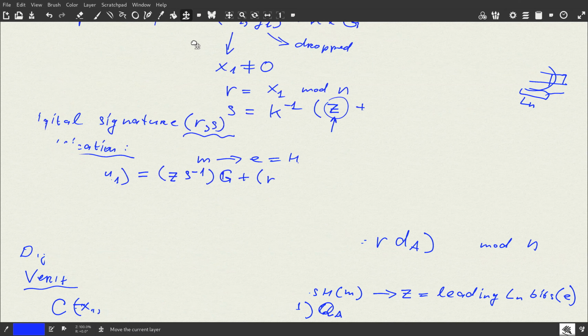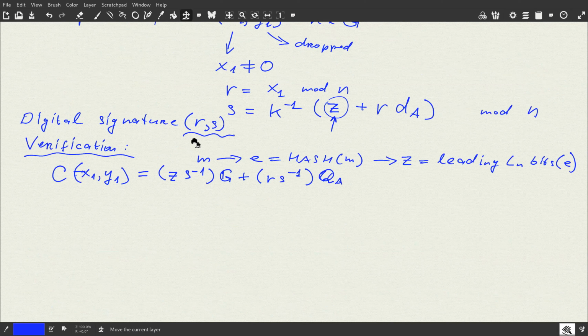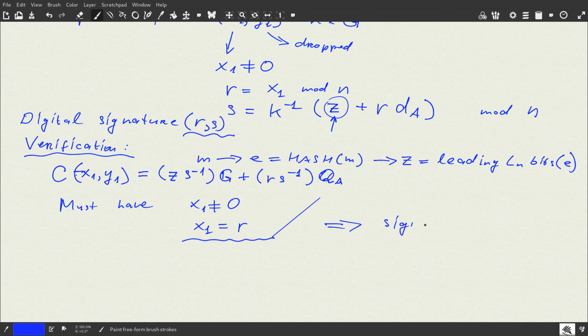And then that's basically the final thing. What should we get as a result? We must have, for the correctness, first of all, x1 must not be equal to 0. And more specifically, x1 must be equal to r. If it is okay, then signature verification succeeds.